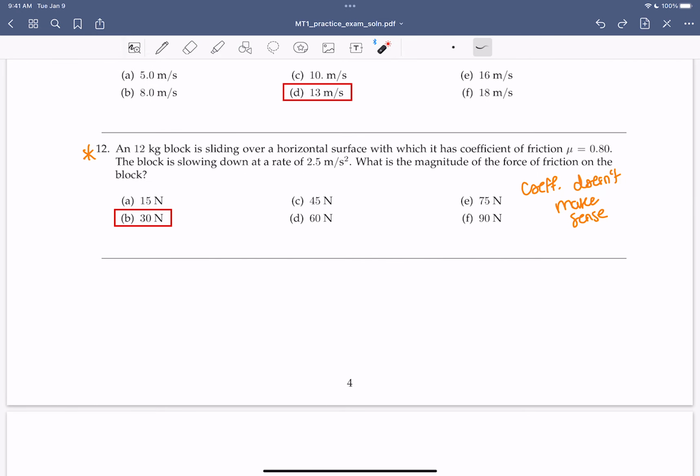So this says a 12 kilogram block is sliding over a horizontal surface with which it has a coefficient of friction, mu is equal to 0.80. Now the block is slowing down at a rate of 2.5 meters per second squared. What is the magnitude of the force of friction on the block?